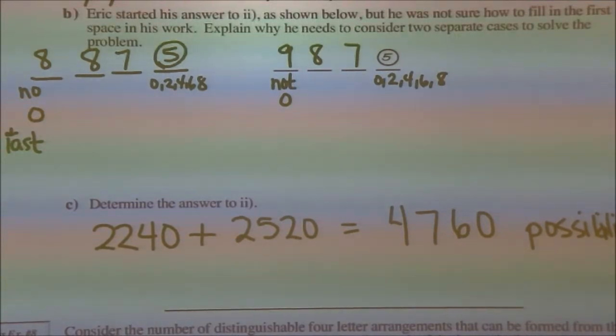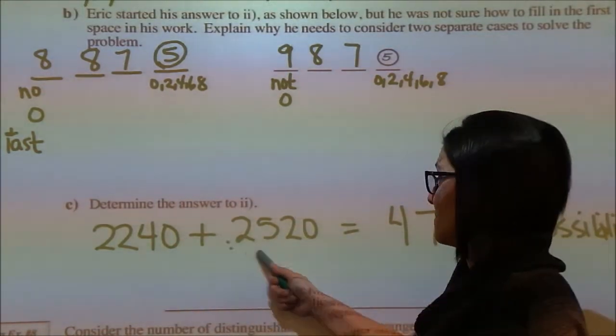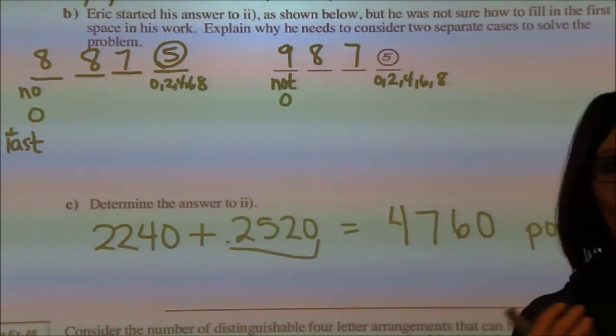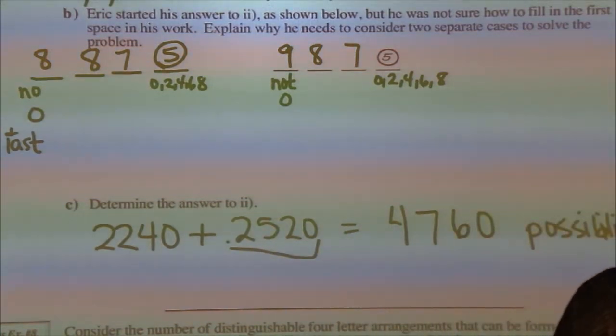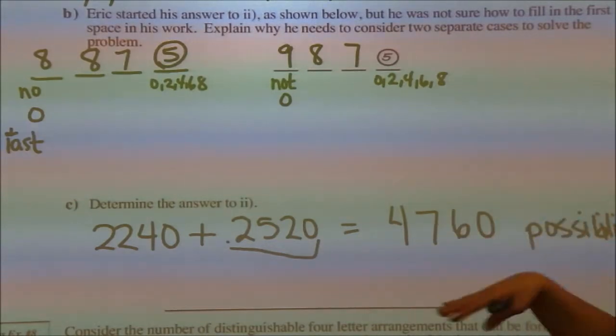Is that more or less than what the odd numbers were? Significantly more. It's this many more. That 0 added a whole new set of numbers, having the number ending in a 0.